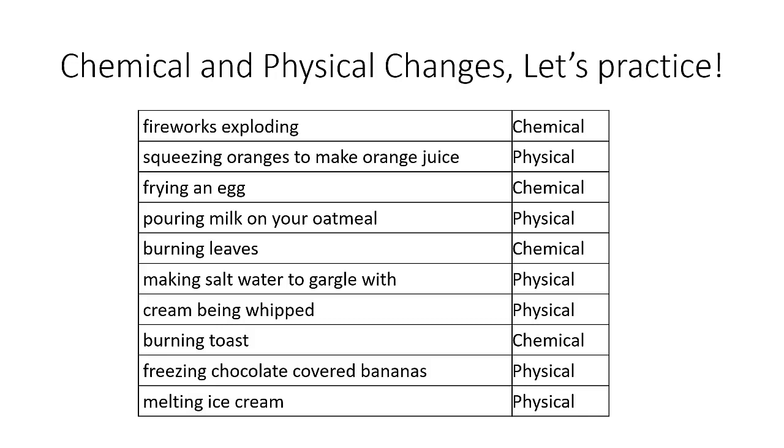Burning leaves. Anytime you see the word burn, that's a really good indicator you're doing a chemical change. So you've released an odor and you've changed the color of it. Making salt water to gargle with. So with salt and water, all you're doing is combining them and they're just interacting. They're not doing a reaction. Cream being whipped. Once again, you're just changing what it looks like. You don't get any of the odor, etc. Burning toast, burn, chemical. Freezing is always a physical process. Same thing with melting. Those are very physical processes.